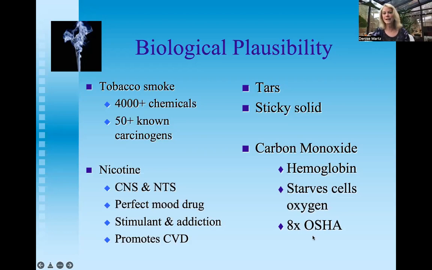A typical smoker is getting 8 times the carbon monoxide in their body every day that OSHA, which is the safety organization, would say is safe for the workplace. So they're getting a lot of carbon monoxide. Questions here about the biological plausibility of cardiovascular disease, cancer, other effects that you see in individuals who are smokers. It makes a lot of sense biologically.